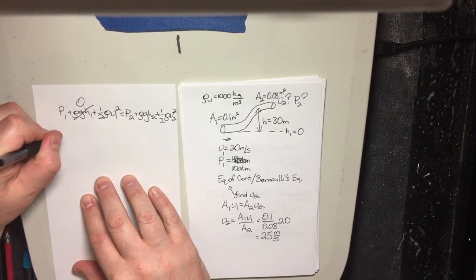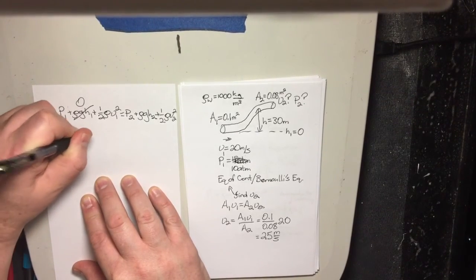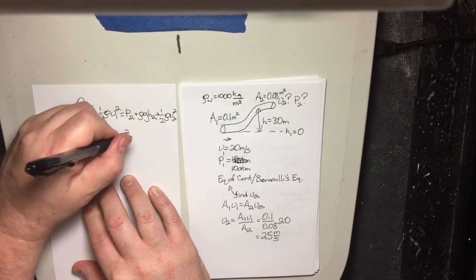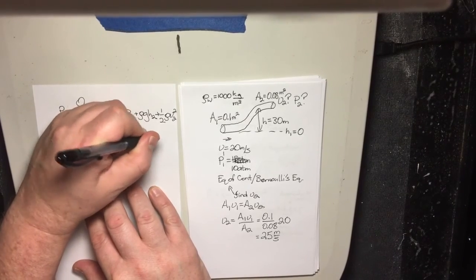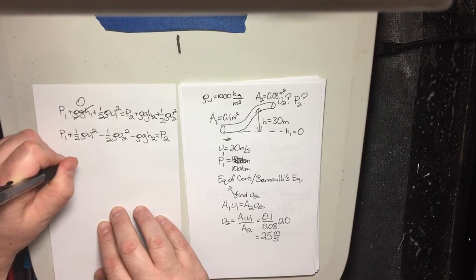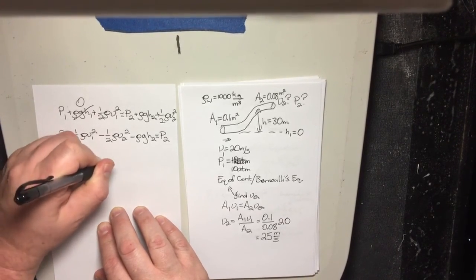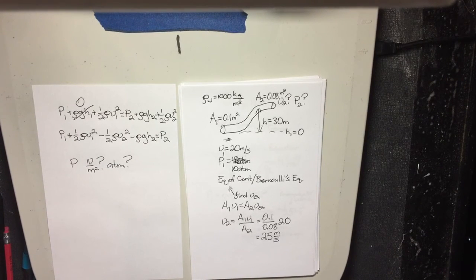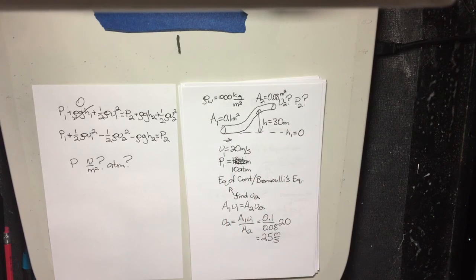I'm looking for P2, so P1 plus 1/2 rho V1 squared minus 1/2 rho V2 squared minus rho G H2 is equal to P2. Now this is where we come to a very critical velociraptor pit, and I say, don't fall in the pit. This is how you avoid falling in the pit. You've got to ask yourself, what unit am I asking for? Am I asking for the pressure in newtons per meter squared, or am I asking for atmospheres? I always ask problems like this with this trap just sitting inside waiting. I gave you pressure at the base in atmospheres.